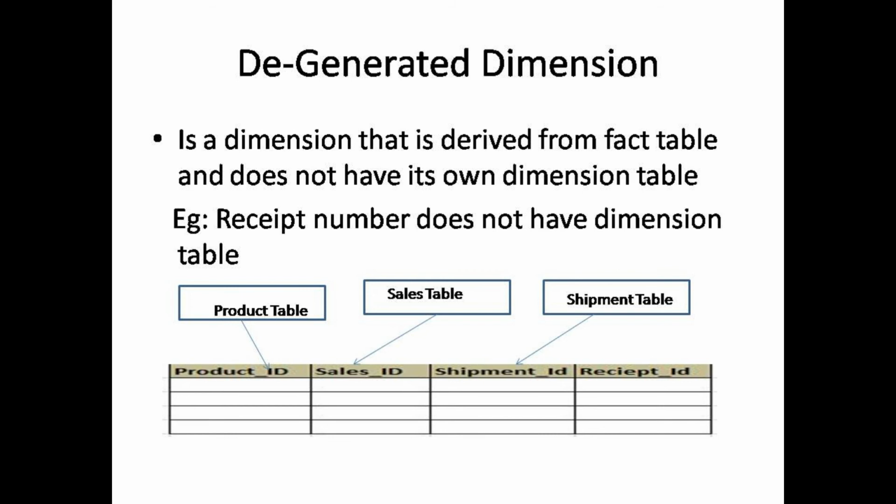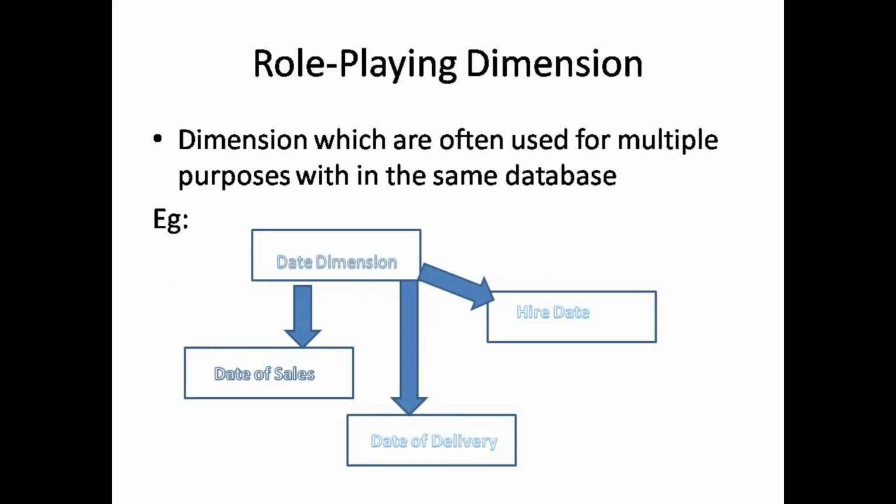What is role-playing dimension? A dimension which is often used for multiple purposes within the same database. Here the date dimension is used for multiple purposes. Means the same date dimension is used as date of sales, as date of delivery, and as hire date. So it's playing like a role.